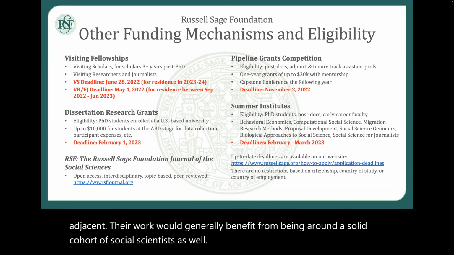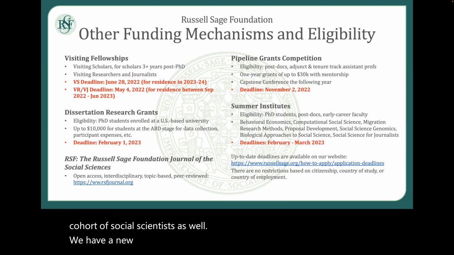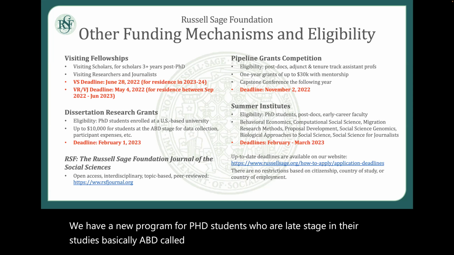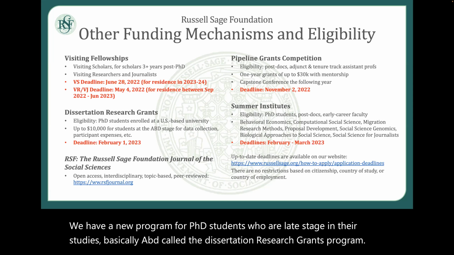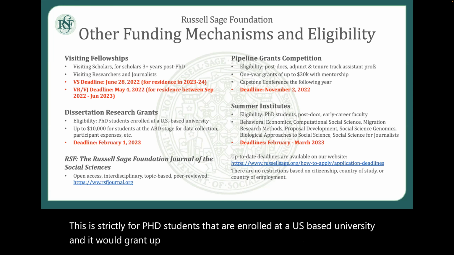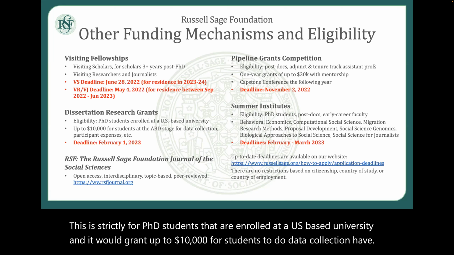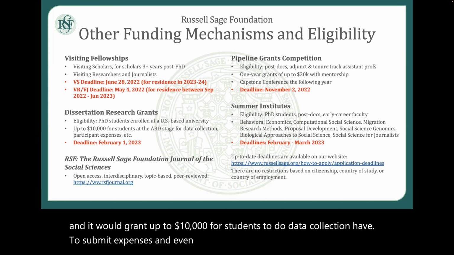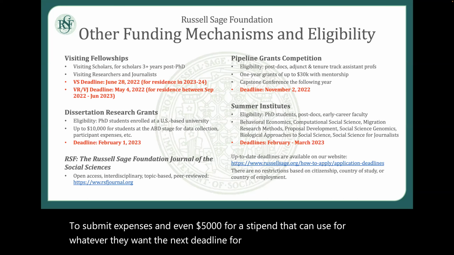We have a new program for PhD students who are late stage in their studies, basically ABD, called the Dissertation Research Grants Program. This is strictly for PhD students that are enrolled at a US-based university, and it would grant up to $10,000 for students to do data collection, have participant expenses, and even $5,000 for a stipend they can use for whatever they want. The next deadline for that would be February 1st.